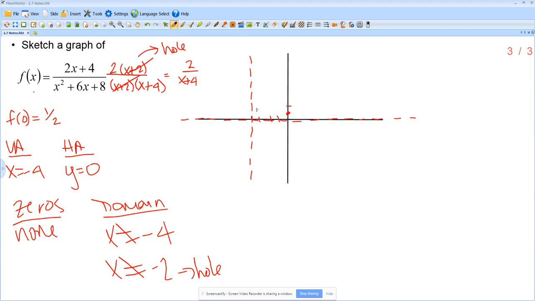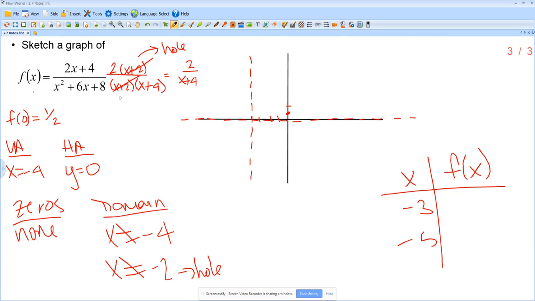Now, I need to figure out where this function is, so I'm going to substitute into a table negative 3 and negative 5. When you're substituting those in, you can substitute them into the simplified function. This function and this function are the same everywhere other than at negative 2, where they are different. That's something that you developed when you were looking at tables in section 2.6.